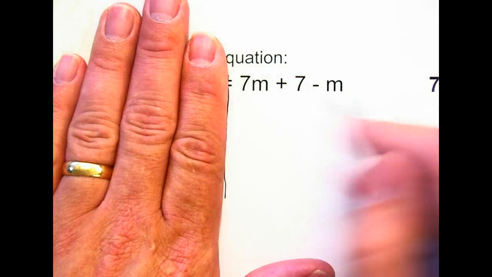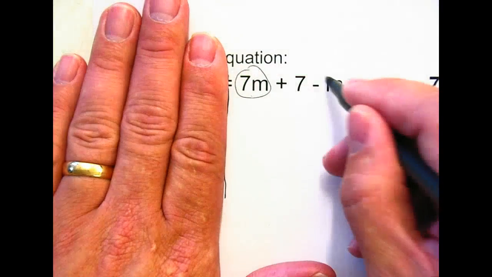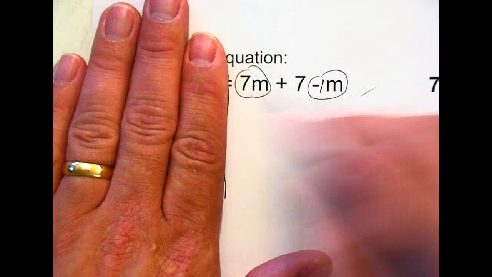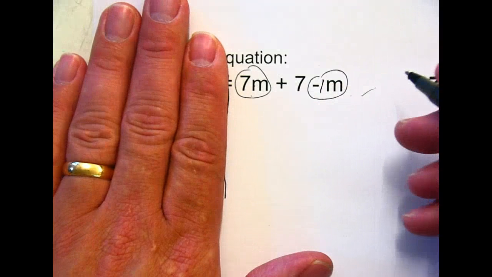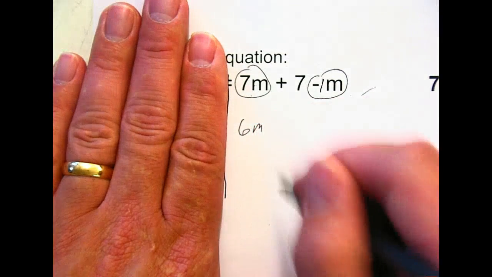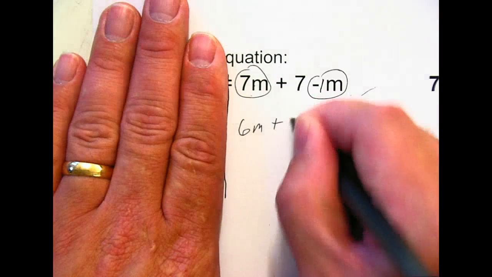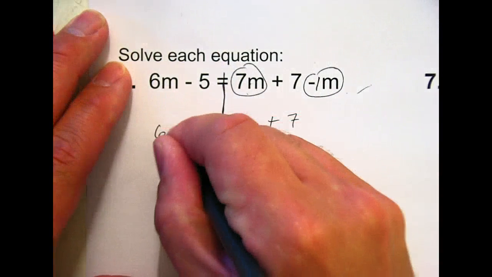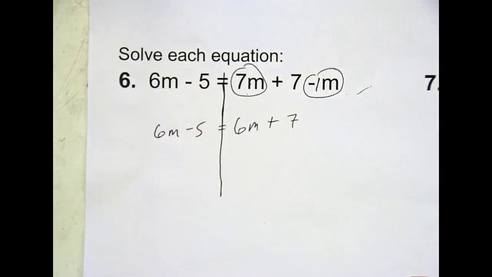Anyway, we got m and m's. 7 m's and 1 m. Well, that's a negative m. This minus goes with it. I have 7 and negative m. What do I have? 6m. Okay, 6m plus 7. We've simplified this side. That equals 6m minus 5. Now, some of you see the problem right away.